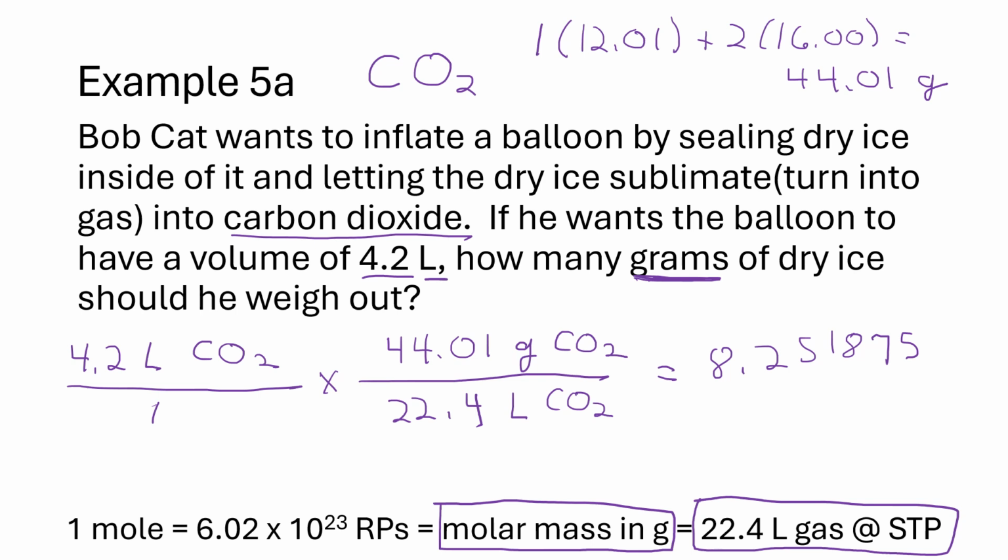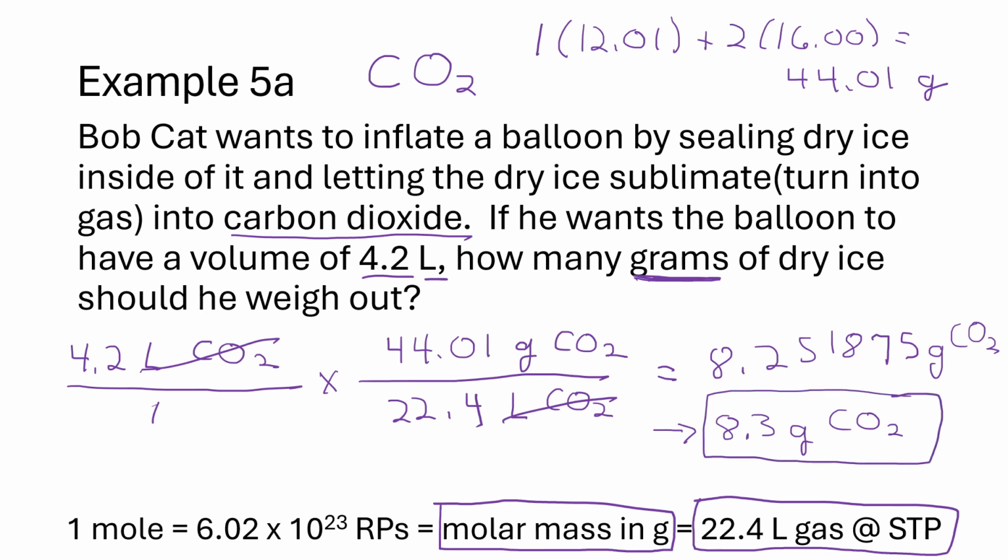Anyway, unit-wise, I've got liters of CO2 canceling with liters of CO2, leaving us grams of CO2. And as far as sig figs go, our initial number had 2 sig figs, so I should round this, and I'm going to end up with 8.3 grams of CO2. So if Bobcat can break off pieces of CO2 that weigh a total of 8.3 grams, dump those inside of a balloon, tie it off, as that dry ice turns to gas, it'll blow up the balloon until it has a volume of 4.2 liters.